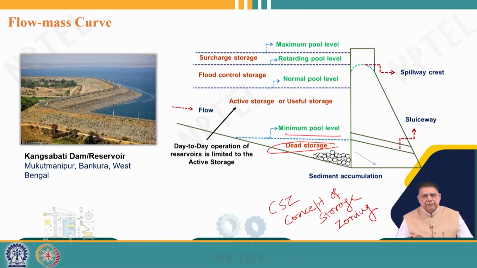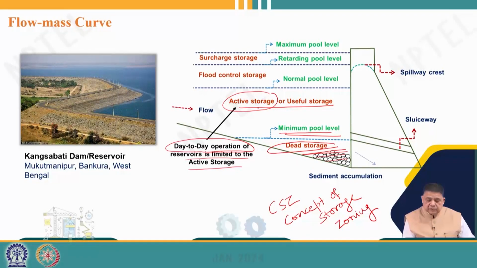Over the period of life we expect that sediment will come, and it will be deposited at the bottom of this reservoir. In order to take care of that, dead storage is provided. Then for the day to day operation of the reservoirs, we provide active storage or minimum useful storage. That is, we define a normal pool level, of course, we have the minimum pool level. Whatever stored water is there is called active storage, and that is used in day to day operation of reservoirs.